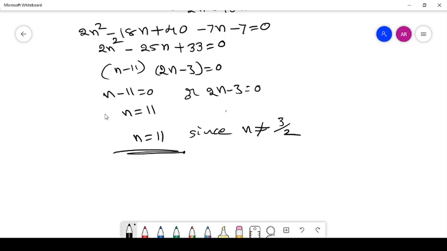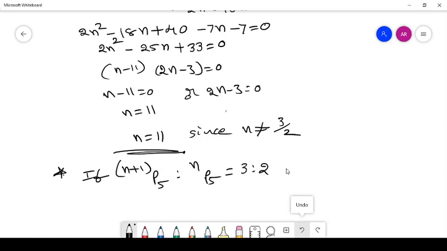Okay. Next, try yourself. One more problem. If (n+1)P5 is to nP5 is equal to 3 is to 2, find n.